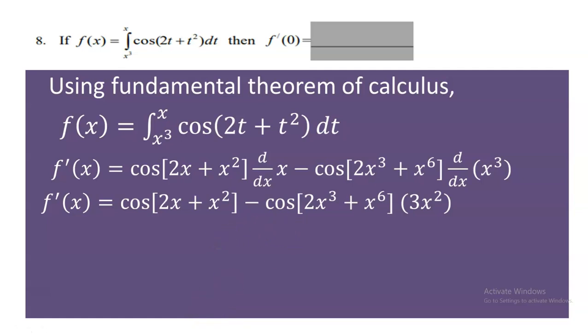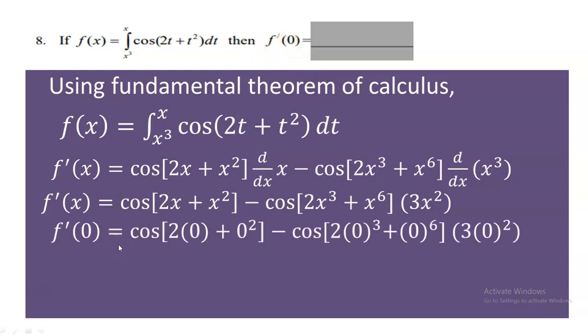So what we are asked here is to determine the derivative of f at 0. So from this, f derivative at 0 is going to be, put 0 in place of x, cosine of 2 times 0 plus 0 squared minus cosine of 2 times 0 cubed plus 0 to the power of 6, times 3 times 0 squared. So look here. Since this one is 0, the whole goes to 0, because 0 times this is going to be 0, but here 2 times 0 is 0, plus 0, so cos 0 can come. So f derivative at 0 equals cos 0, but we know that cosine 0 is 1, so the answer is going to be 1. I hope you have understood it.